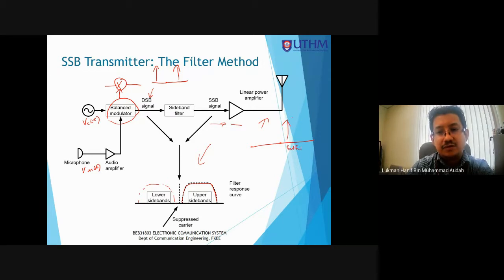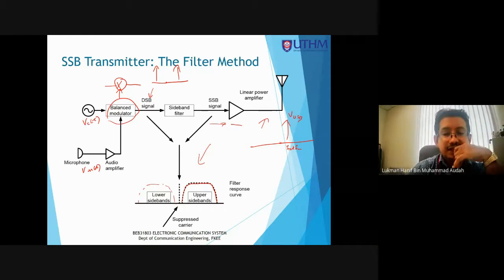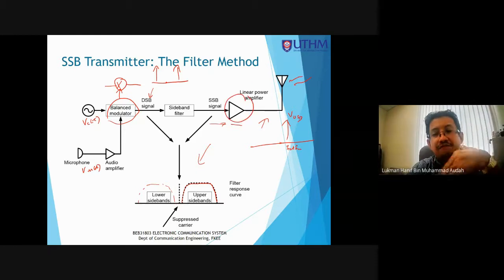Plus FM. So this is a USB, upper sideband sahaja barulah dipancarkan. Okay. So tujuan amplifier, we want to amplify the signal so that we can transmit at longer distance. Okay.